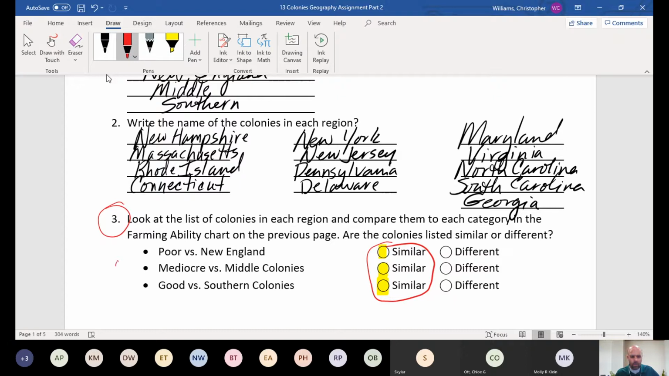You can also use okay for this one. I'm sorry, I don't know why that should have said okay instead of mediocre, but mediocre and okay are the same thing. Those happen to be the middle colonies, and then the 5 colonies that we identified as best for farming just happen to be the 5 in the southern colonies. Okay, it's not a coincidence. But we went ahead and identified those 3 as similar, and that's what we talked about on Tuesday. Okay, is everybody with me?